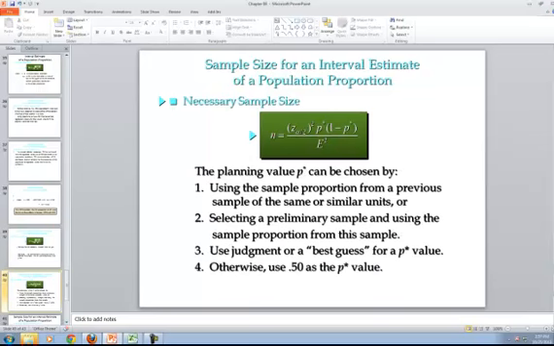How do we use p star? There are several choices here, but I would prefer that you use choice 4. Use 0.5 as the p star value, because that is the most conservative choice, because that will lead to the largest sample size, and we do want to have a large sample size so that our results can give us more confidence.